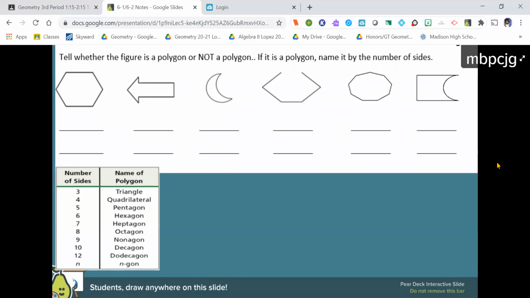Say that one more time. If you can connect 2 corners of the shape and the line that connects them is outside, it's concave. And remember, if it has a curve, it's not a polygon.